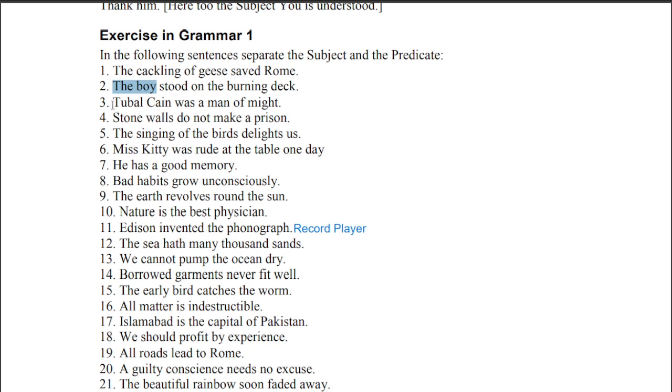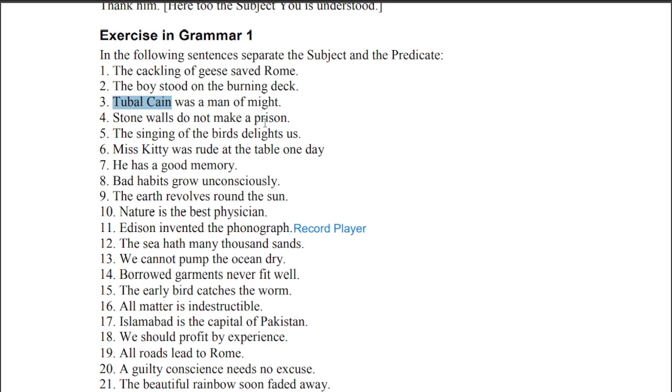Statement number 3. Tubal Cain was a man of might. The speaker has first named a person, Tubal Cain. Tubal Cain is the subject by definition. And then the speaker said something about the subject, and what the speaker said is indicated by "was a man of might." Was a man of might is the predicate.